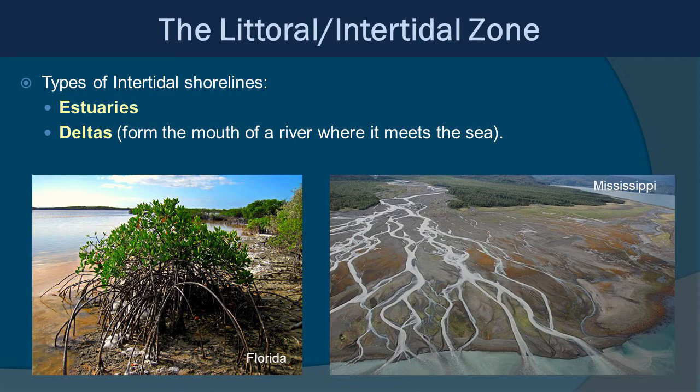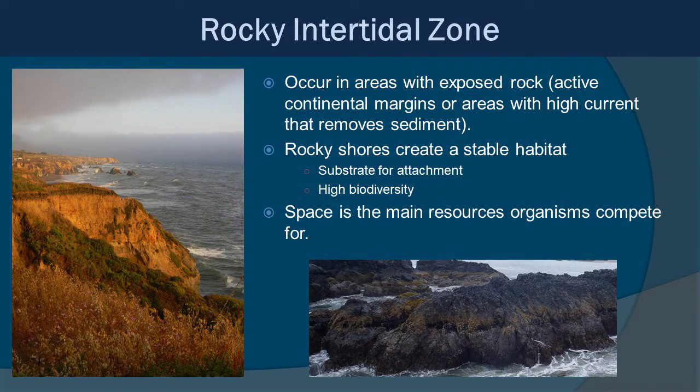Now, at the mouth of rivers, we have deltas. The picture to the right is the Mississippi River Delta, one of the largest around. This is where sediments that are transported by rivers get deposited as it flows out into the sea, and it creates these muddy, sandy areas with little channels of water flowing through it. We are going to be primarily focusing on the rocky intertidal zone in this note set with a little bit of time and love spent on sandy shores.